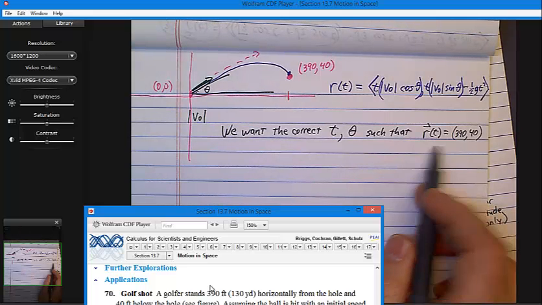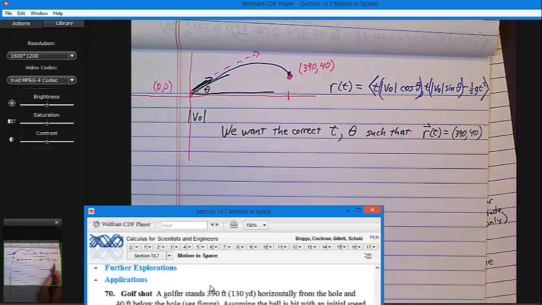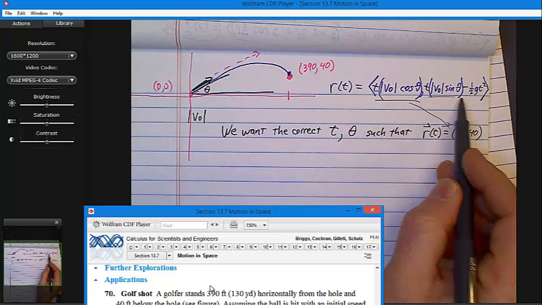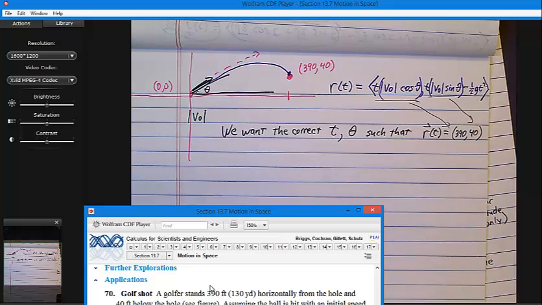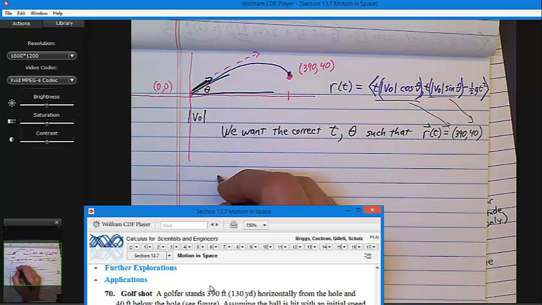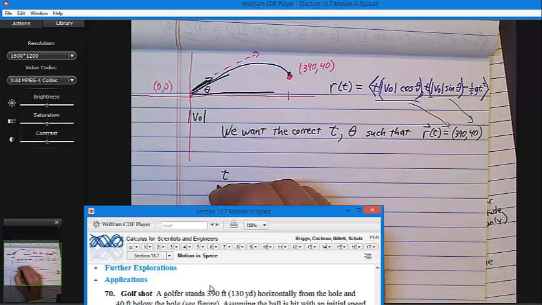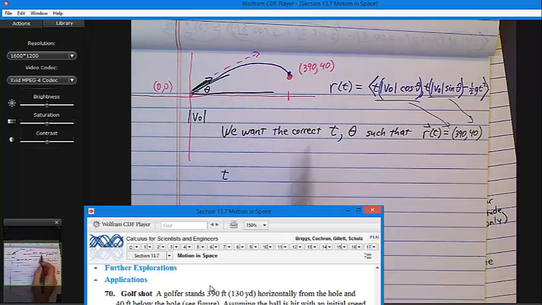So, but this is what we want, right? So basically we want the x-coordinate to equal 390 and the y-coordinate to equal 40. Guys, that's two equations, two unknowns. It's a no-brainer. Well, no, these are not simple to solve. Let's look at them. Look at the system a little more carefully. So we have t times, we know v naught. What's v naught?